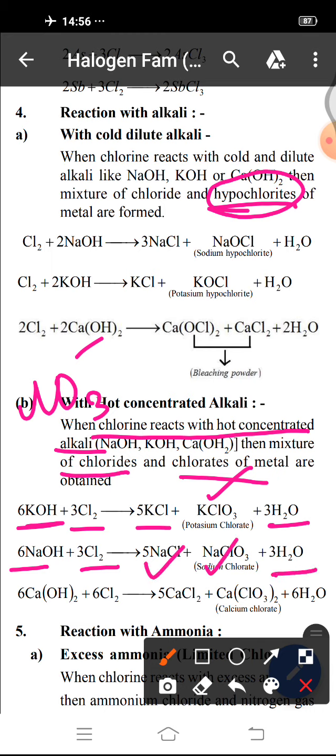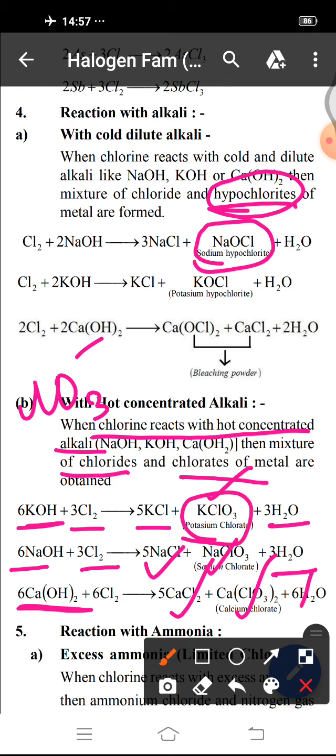So this is the difference. When dilute alkali is taken, hypochlorite is formed, and when concentrated alkali is taken, chlorate is formed. The other products, chloride salt and water, are common in both cases. The only difference is that in the dilute case hypochlorite is formed and in the concentrated case chlorate is formed.